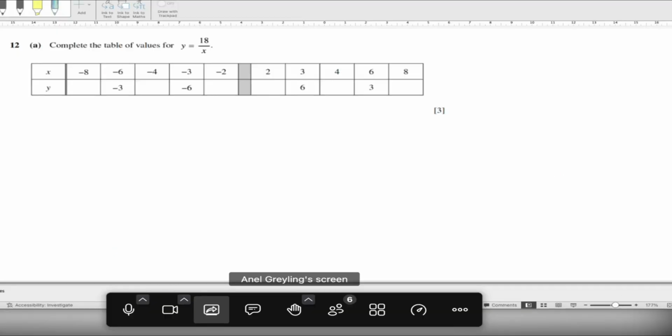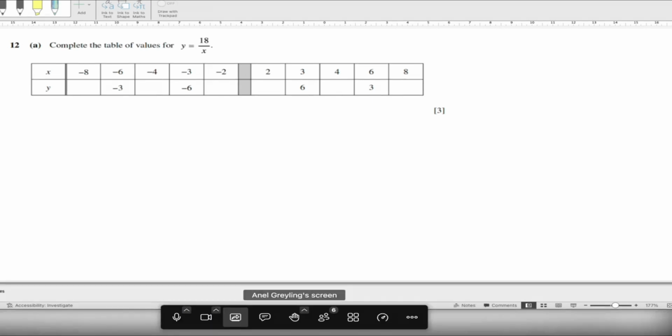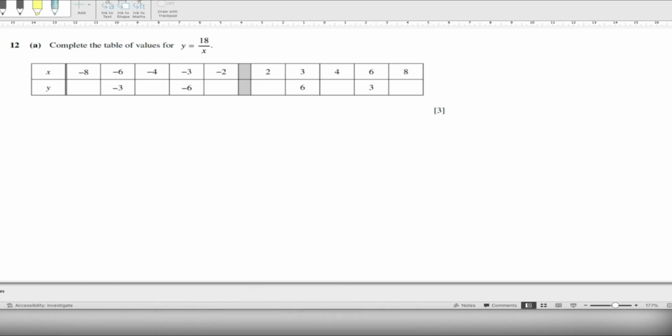All right. Let's have a look at this question. Complete the table of values for y equals 18 over x. So we have to calculate y by dividing 18 by each x value. Now remember, you have to keep the sign rules. A positive divided by a negative equals a negative, etc. Now let's have a look at the first one.